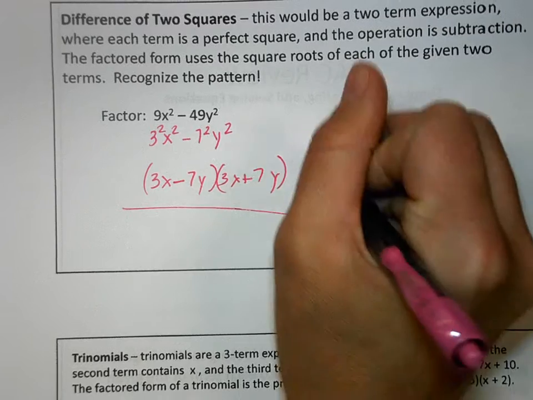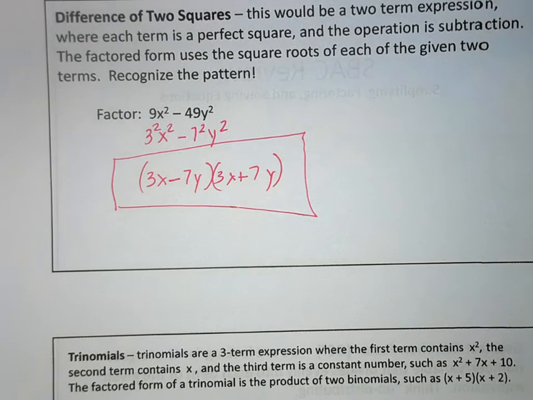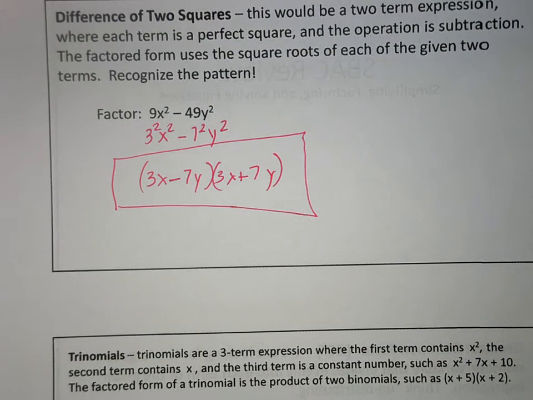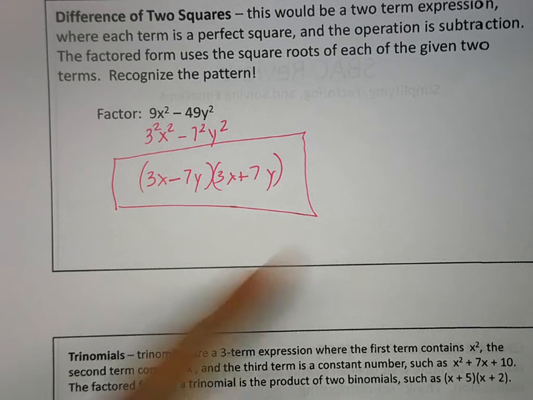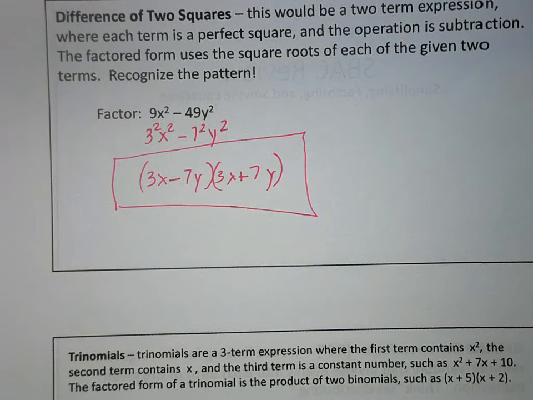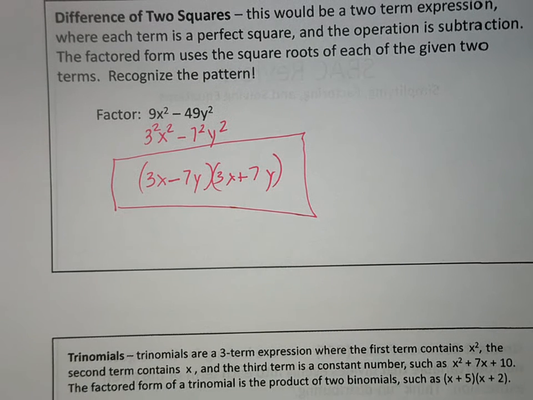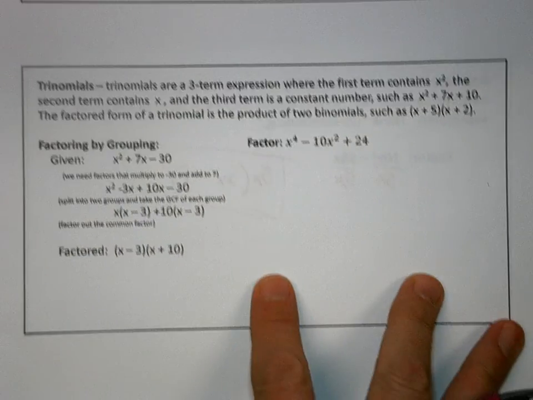How could you double check that you factored this correctly? Multiply it out. Yeah, so you could either use your distributive property or your area model to multiply it out. Any questions? Okay, next we're going to talk about factoring trinomials.